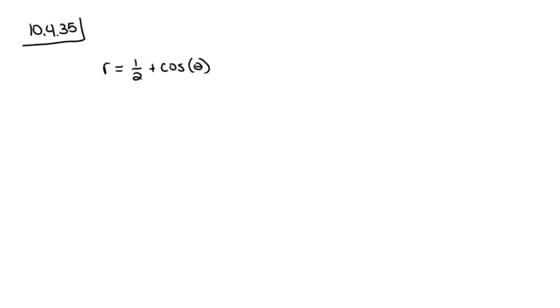All right, by request, section 10.4, number 35: find the area inside the larger loop and outside the smaller loop of the following polar function. r of theta is equal to 1/2 plus cosine of theta. Drawing this, I'm just going to quickly put something together here. We have this coordinate system. It technically only needs the right horizontal axis to be the polar axis, but not a big deal.